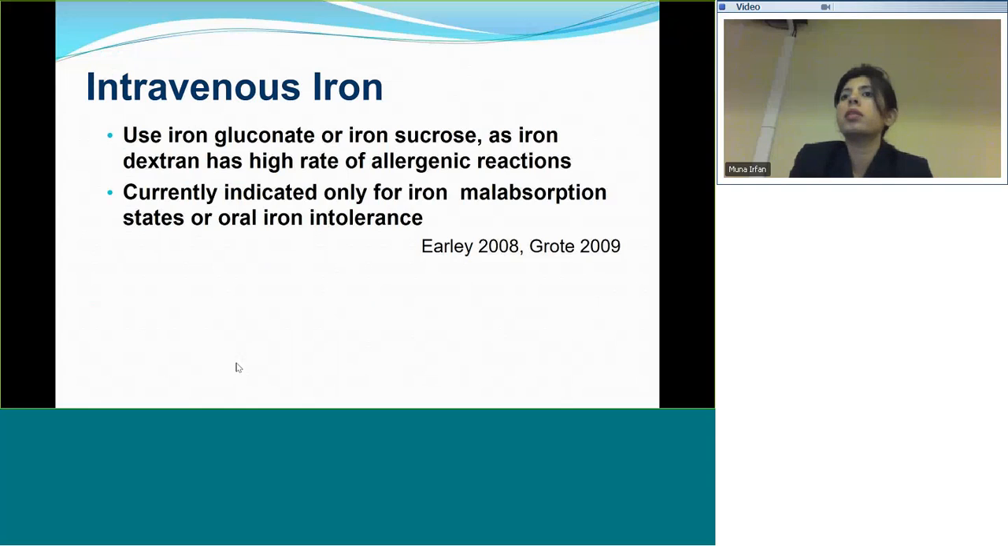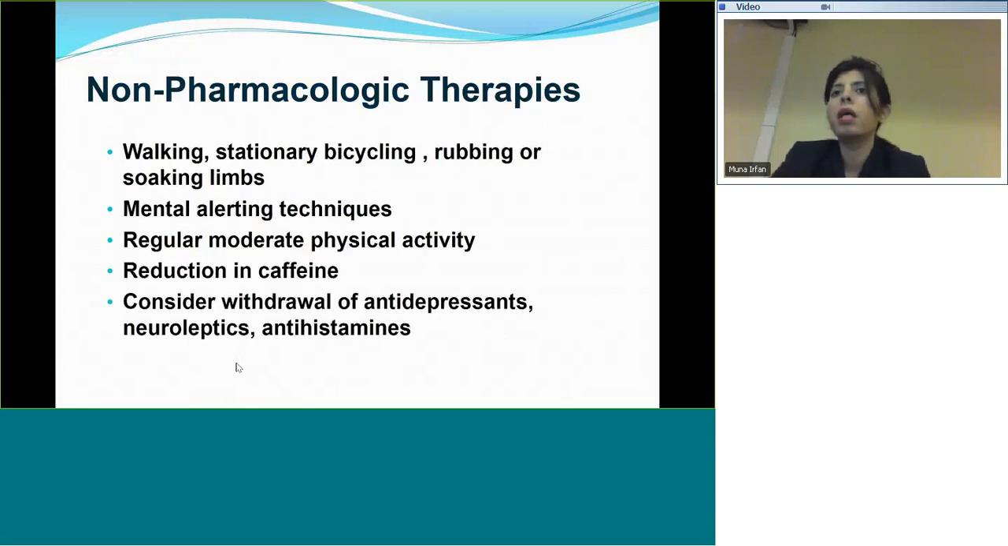Intravenous iron could also be given in the form of iron gluconate or sucrose. Iron dextran has a high rate of allergic reactions. That's why it's typically suggested to try the other ones. But the thing to keep in mind is that intravenous should be done only when the patient cannot tolerate oral iron or has some malabsorption syndrome going on, where the absorption is affected if they take it orally.